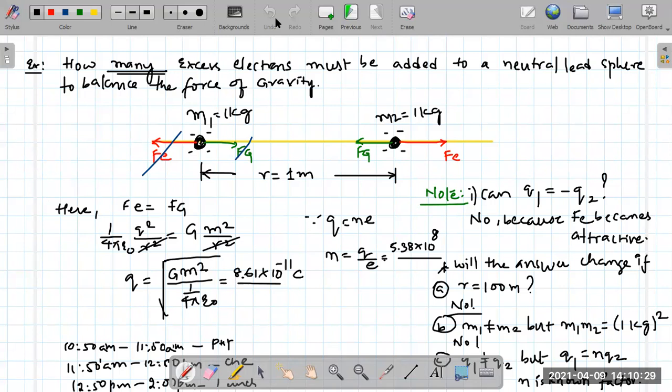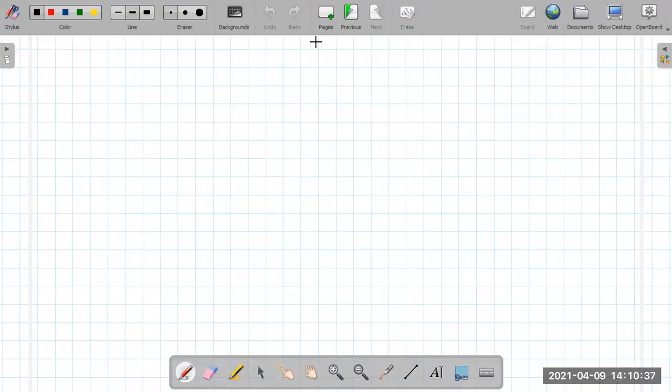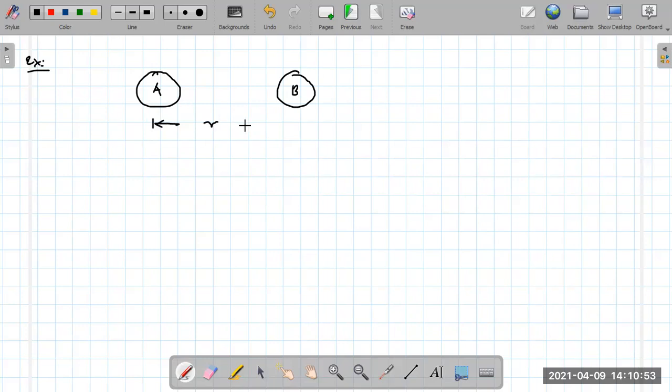So let's try to solve a few more questions based on this electrostatic force. Assume a situation where there are two masses, say this is some object A and this is some object B, at a fixed separation R. Initially, this sphere A was having some charge plus Q, and B was having 0.